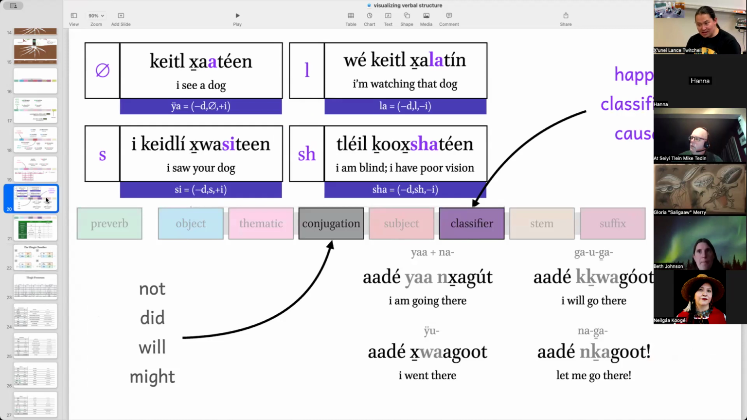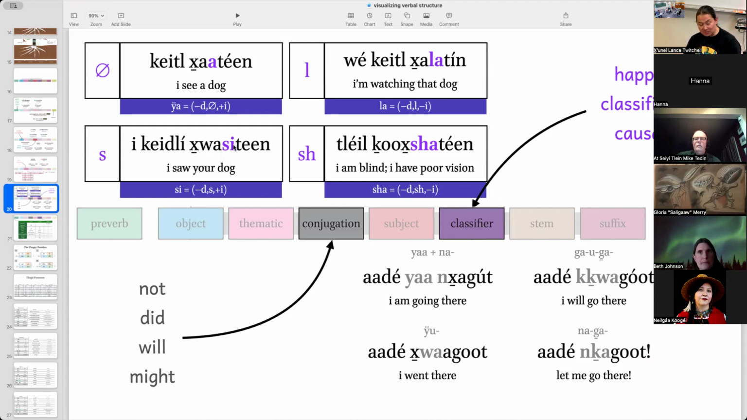So we can see it in action in sentences like this. So Kayaaní, I see a dog. That's all you're communicating is just some dog. I see some dog. But if it's a specific dog, we can switch it to the S classifier with iketli chwasatin. I saw your dog. So now this switches to S to say it's a specific thing, like irsatin.